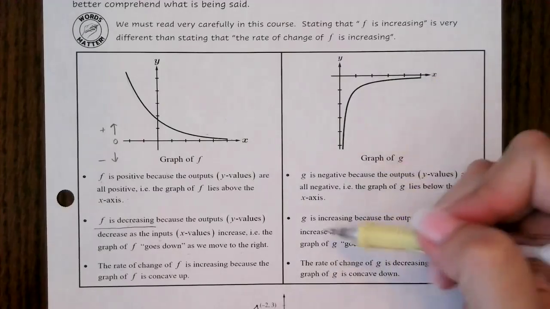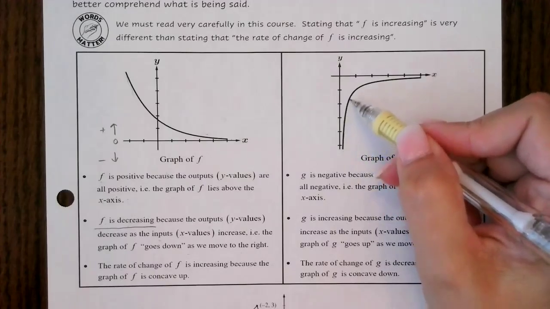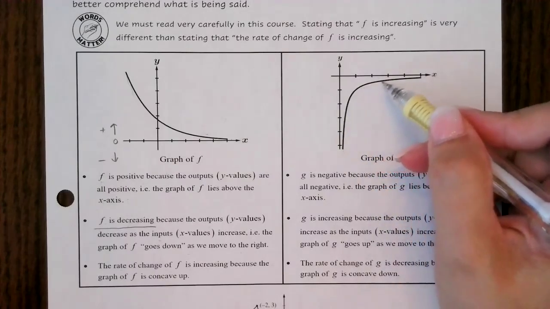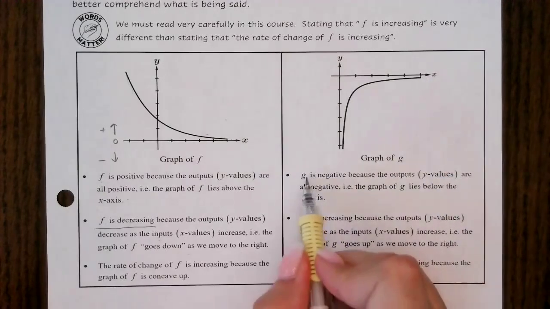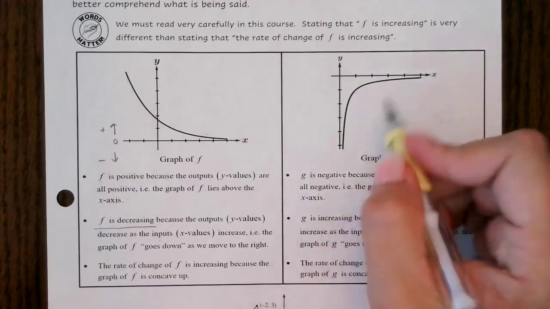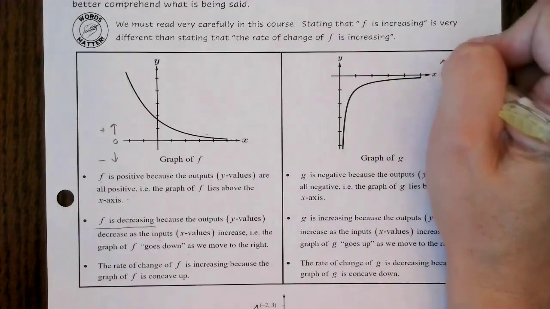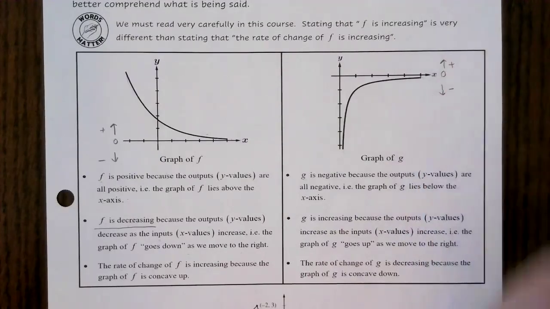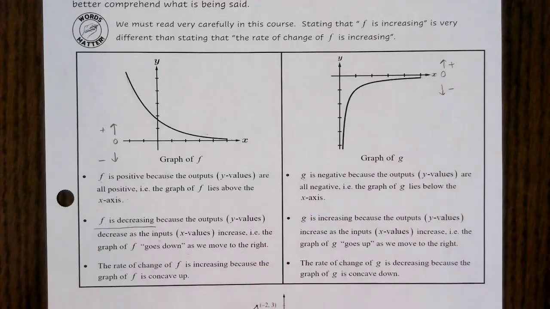This graph here, G, is increasing because as I go from the left to the right, my y values are getting bigger as my x values are also getting bigger. And then G is a negative graph because it is all under the x-axis. Again, this is 0. As it goes up, this is positive. As it goes down, this is negative. So my graph G is negative.